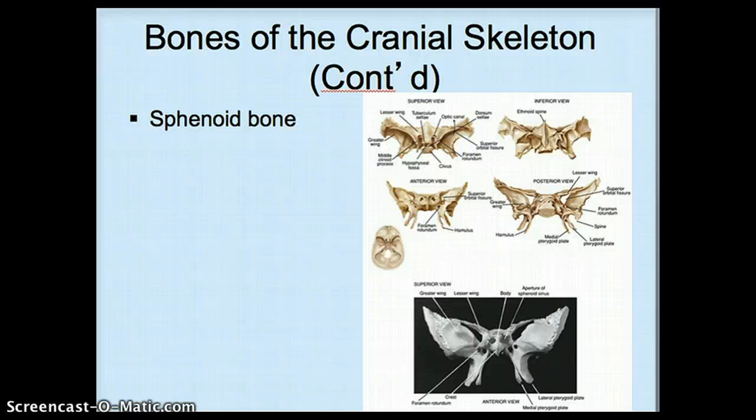Then also, like the ethmoid bone, located within the brain case is the sphenoid bone. And this bone is shaped kind of like a butterfly. So you can see the structures of the sphenoid bone, but we will not go into detail about the sphenoid bone. But just know it's located within the brain case.